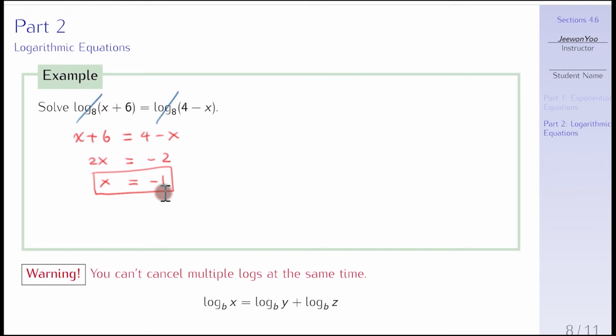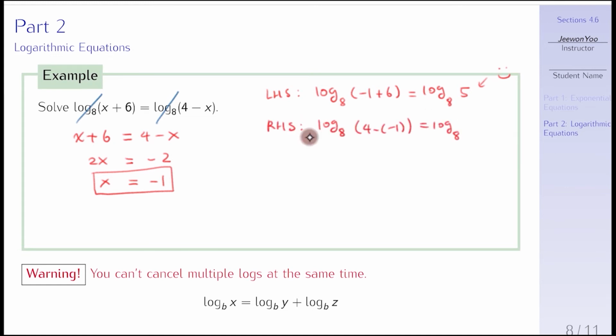So we need to check the equation. Put -1 into the x here, and hope that you don't get 0 or negative as an input. -1 plus 6 is 5. So we're happy that this is a valid logarithmic expression so far. Check the right-hand side. 4 take away -1 is also 5. This means, everyone, -1 is the correct solution because left-hand side equals right-hand side.